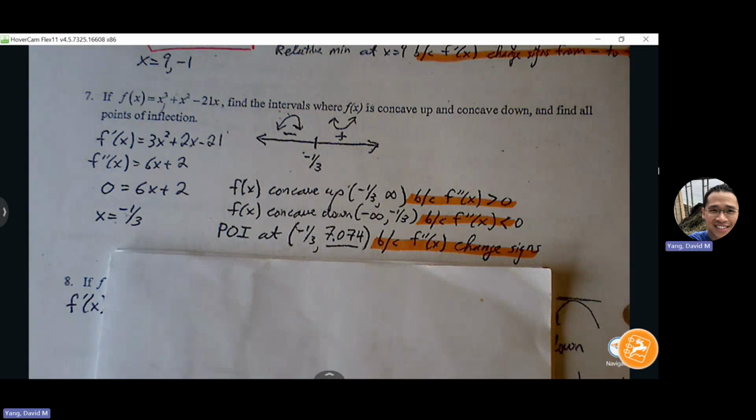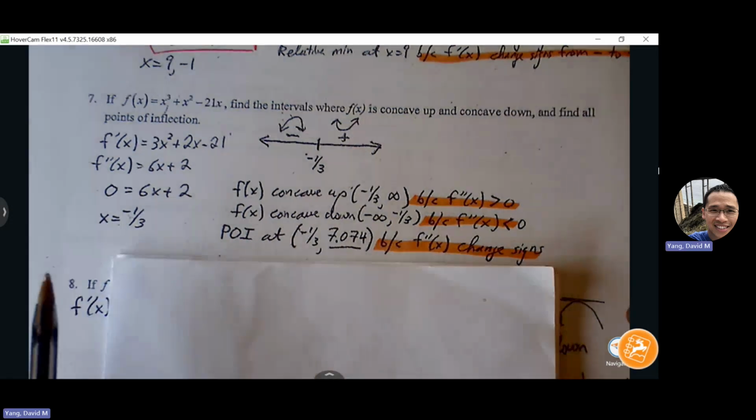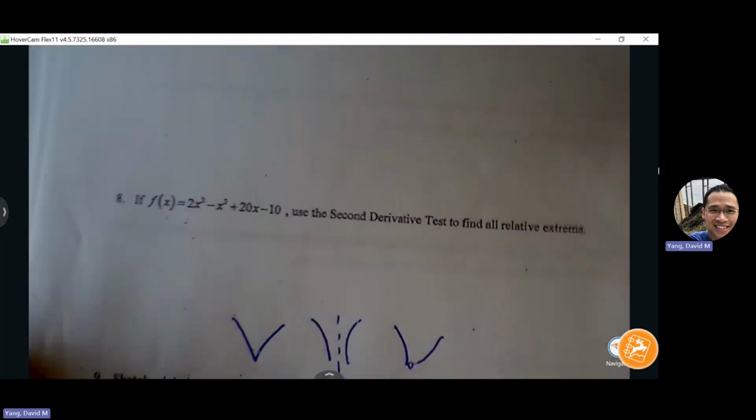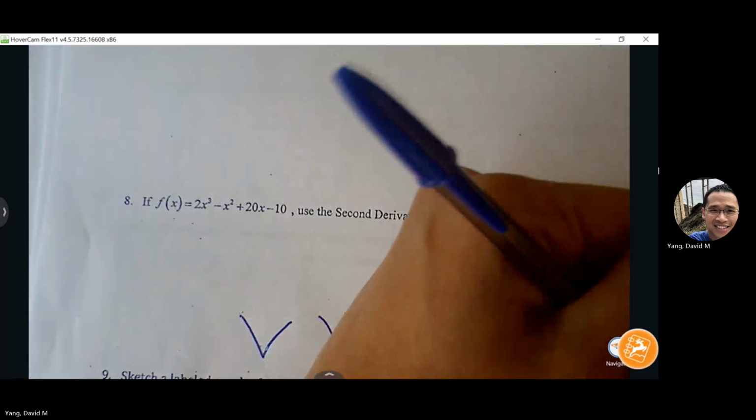All right, everybody good with 7? All right, here's number 8. Number 8, we want to use the second derivative function. I want to make sure I go through this in detail.